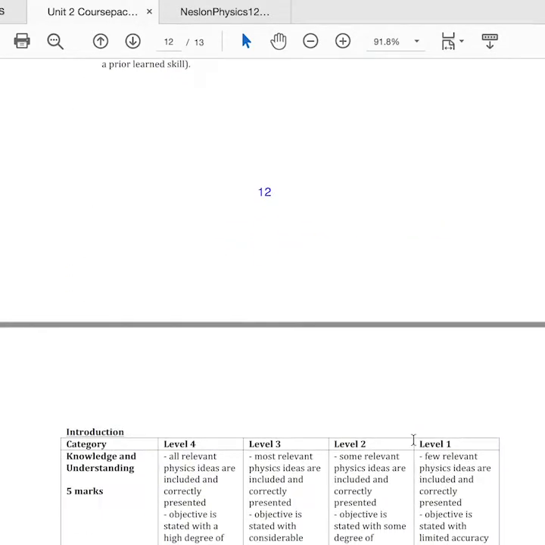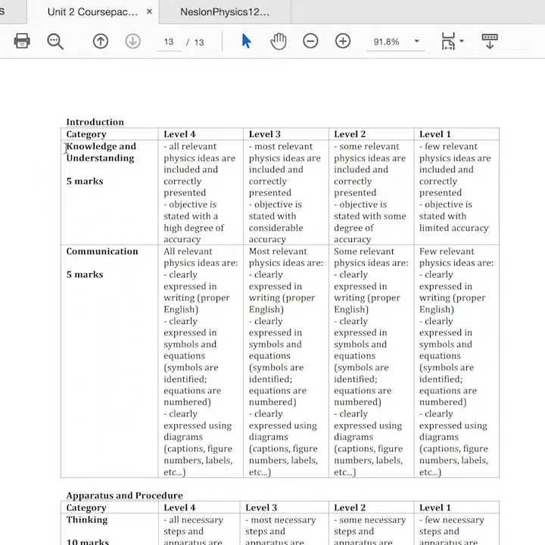If we scroll down, you'll see for the introduction, KU 5 marks. To get a level 4, do the following. Include all relevant physics ideas and present them correctly without mistakes. Also state the objective of the lab very accurately and efficiently. In other words, not using sentence after sentence after sentence. Just try to give a succinct statement of the objective.